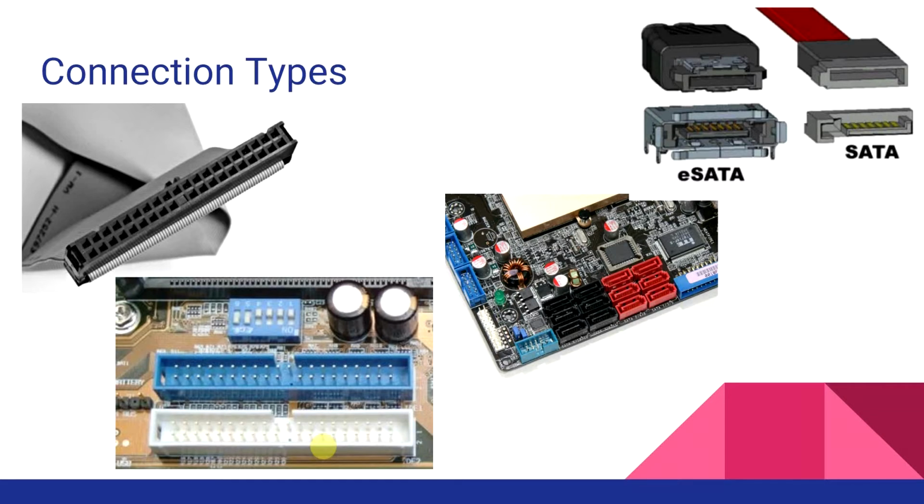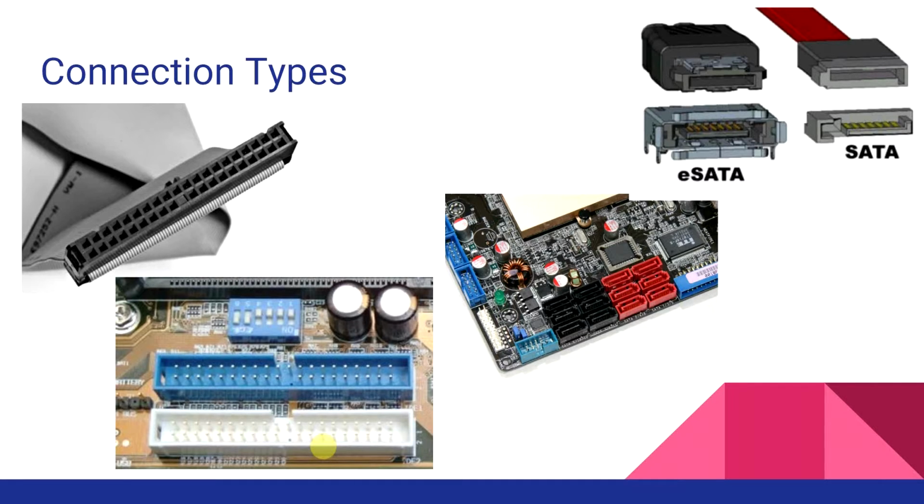You have a couple of different speeds with your SATA connections. The old SATA 1 connections could do 1.5 gigabytes per second. SATA 2 later came out with the ability to do 3 gigabytes per second, and currently what we have out is SATA 3, which is capable of up to 6 gigabytes per second.